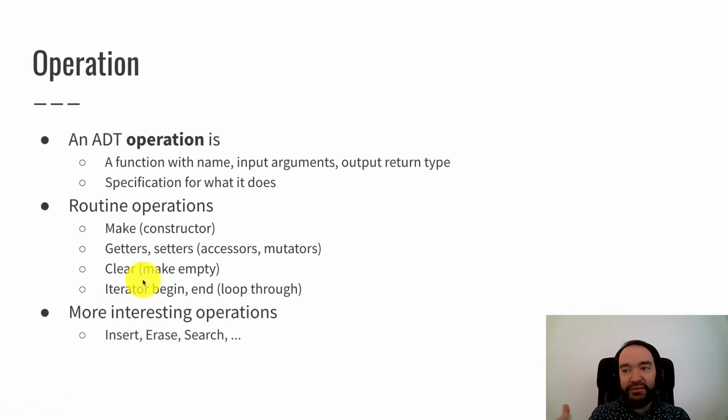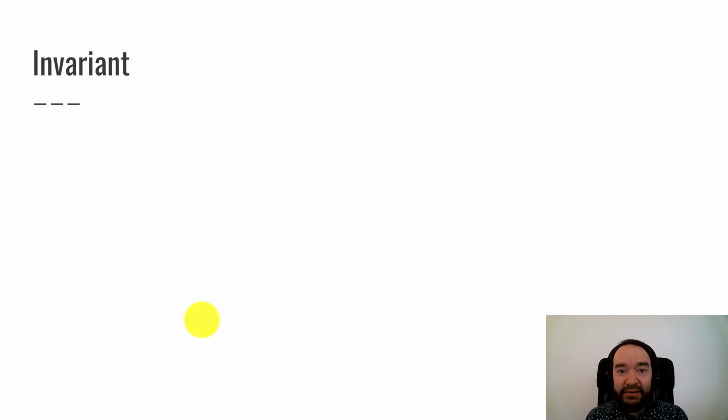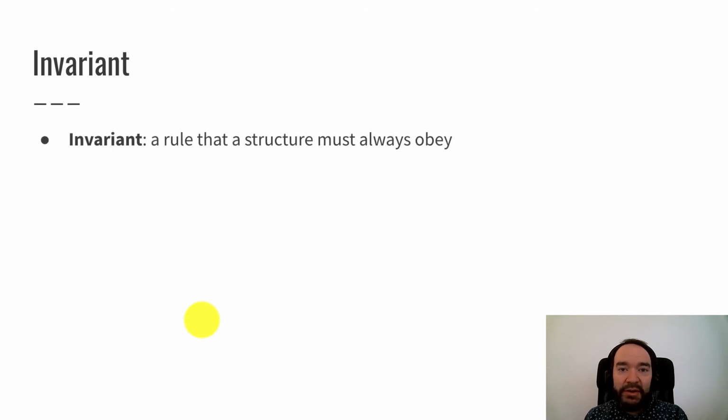That often involves rearranging the elements in some way, or erasing an element, same thing. Searching for a particular value. One of the purposes of these structures is to make searching efficient, so we can do that in a clever way often. A little bit more about an invariant.